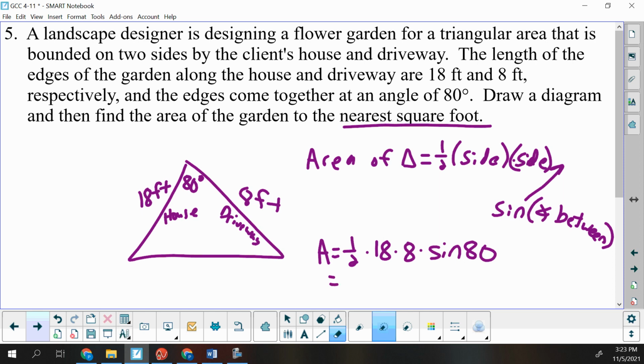So we should have gotten 70.90 and some other stuff. So to the nearest square foot, that would be 71 feet squared. So it really just comes down to, if you know that formula, 1/2 side times side, sine of the angle in between, it's a pretty easy problem from there.